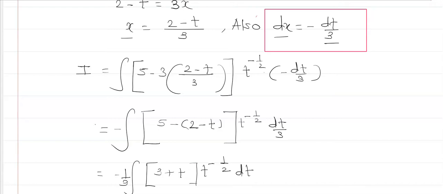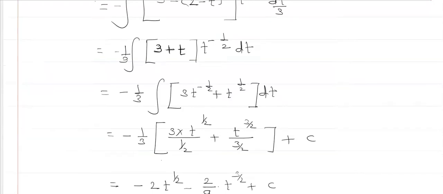Now we simplify it. This 3 gets cancelled. We will get 2 minus t, bracket complete, t raised to minus 1 upon 2 dt upon 3. Again here is a simplification, minus 1 upon 3 integral. What is the simplification? It is minus 2 plus 5, it is 3 plus t. Now I can write this again: 3 plus t, t raised to minus 1 upon 2 into dt.